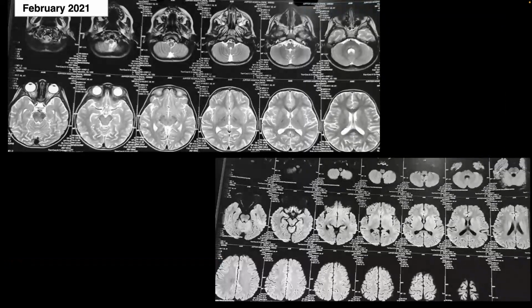Okay, I think again, multiple sets of scans. We'll quickly go through them. This was initially scanned in February 2021. T2s are not very optimal, so let's concentrate on the FLAIR.